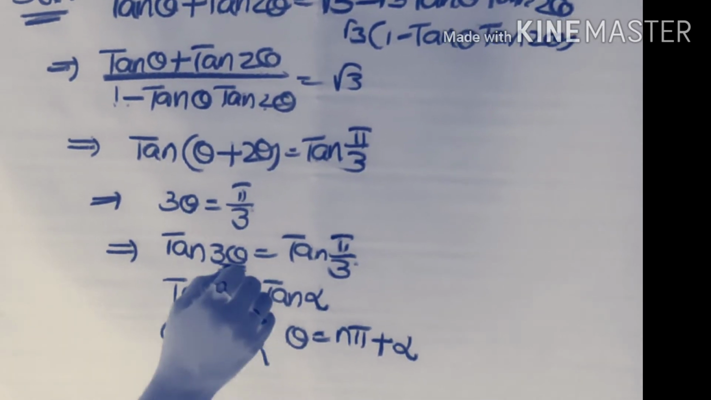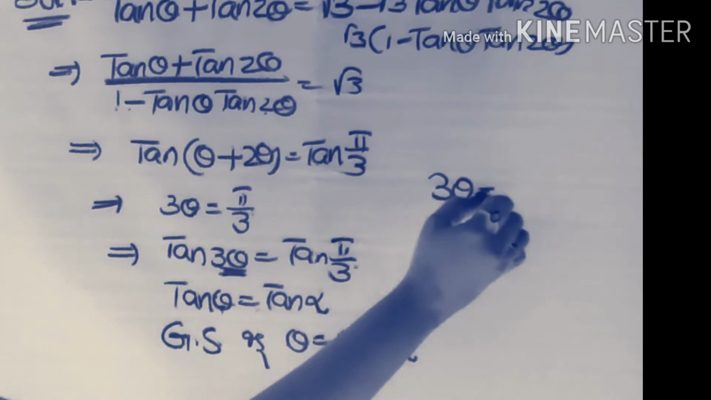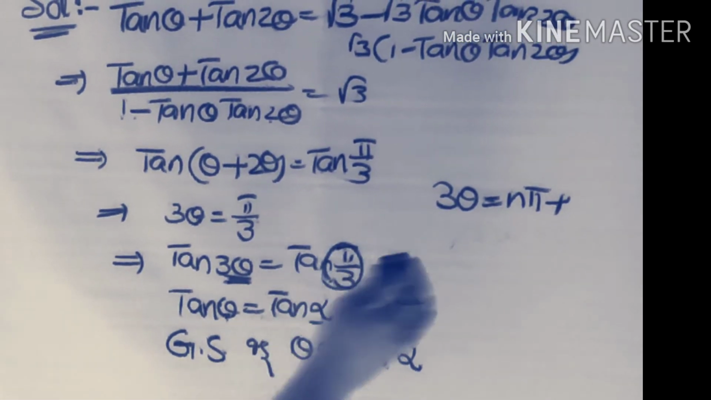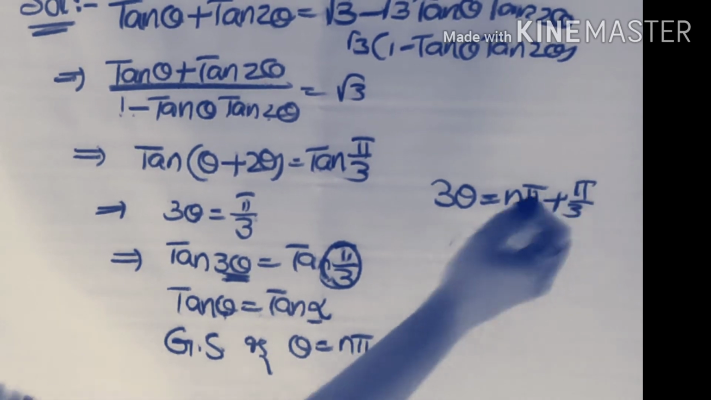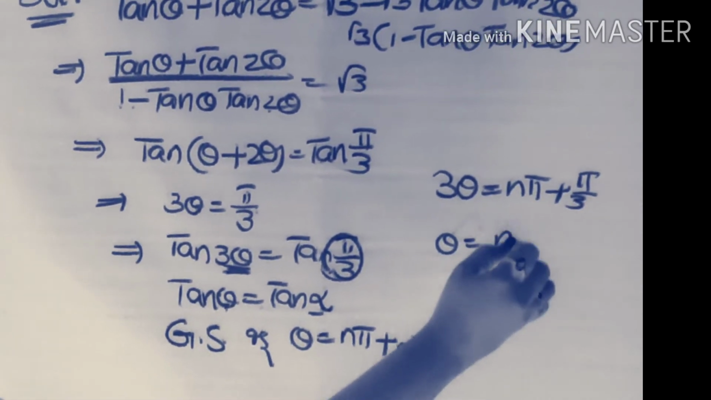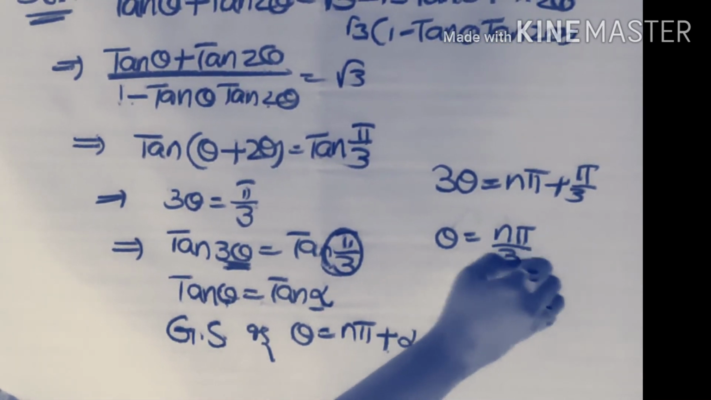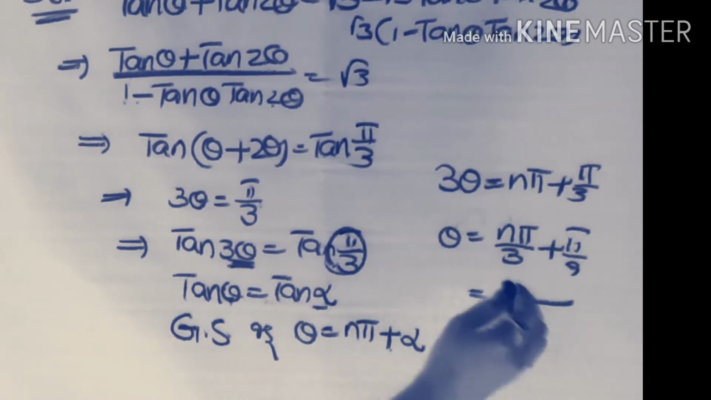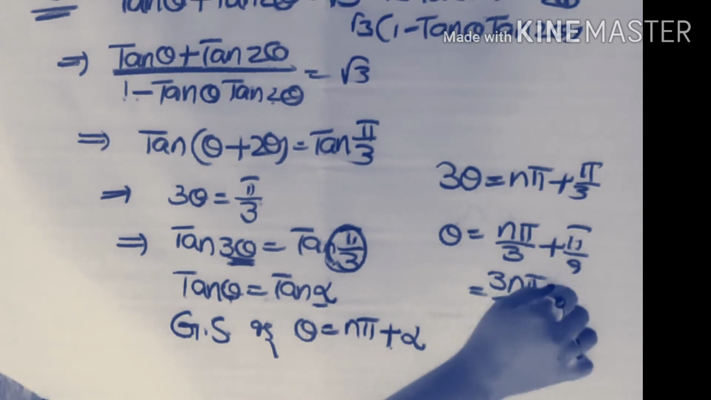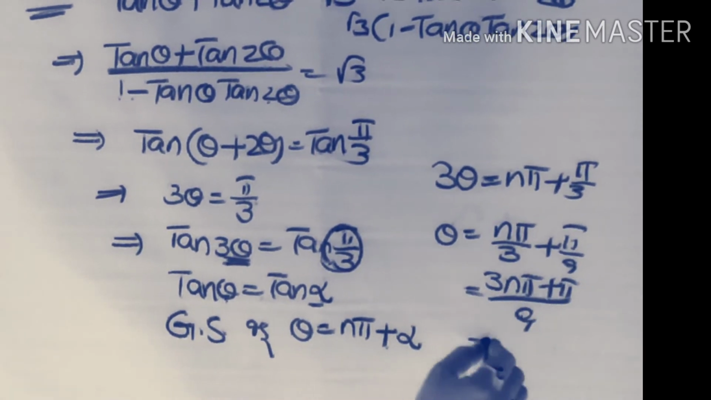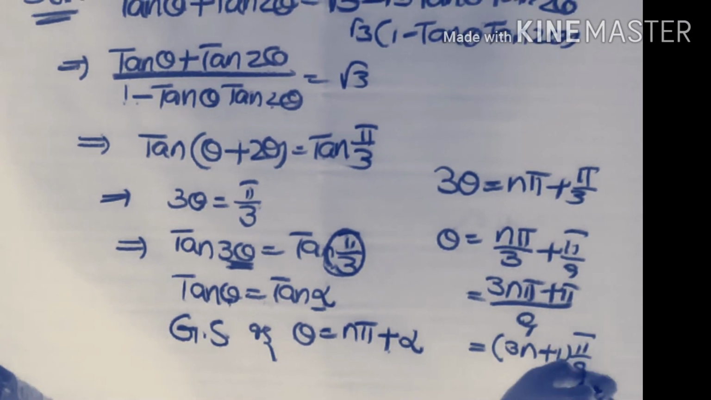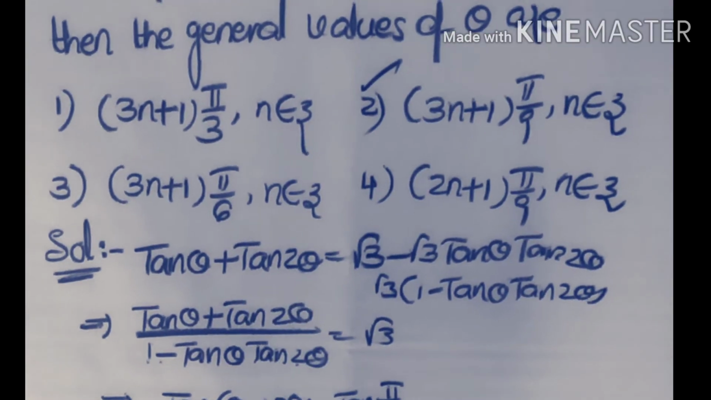Theta means here we have 3 theta. That is, 3 theta is equal to n pi plus alpha. In place of alpha we have pi by 3. N pi plus pi by 3. That is, theta is equal to n pi by 3 plus pi by 9. Take 9 LCM, pi by 9 into (3n plus 1). And this is equal to (3n plus 1) into pi by 9, which is the second option.